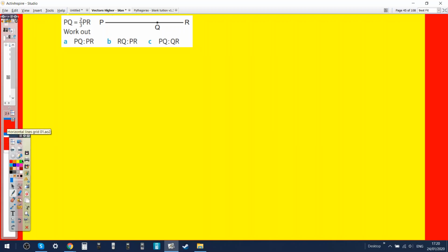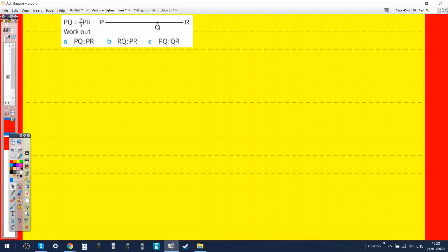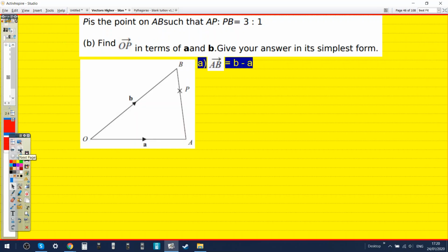So now things get really tricky. No, this one is kind of a bit backwards. I don't want to do it backwards. Let me do it forwards. Okay, the answer for part A to B was B minus A. Question B. Find OP in terms of AB. Okay, so it says AP to PB is 3 to 1.